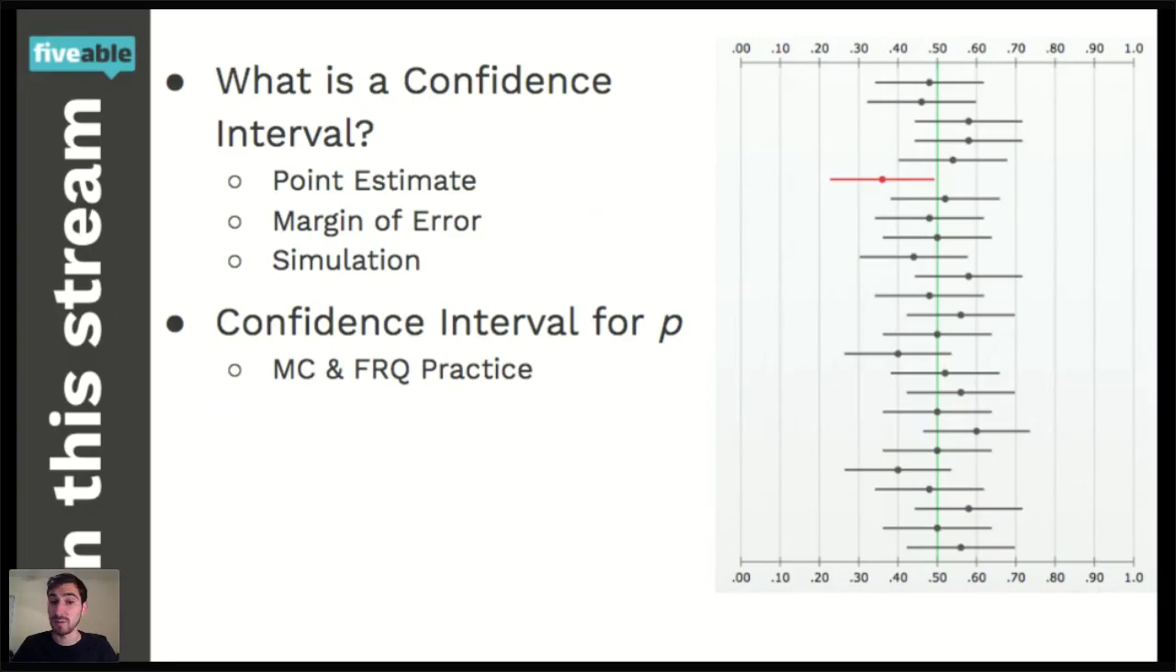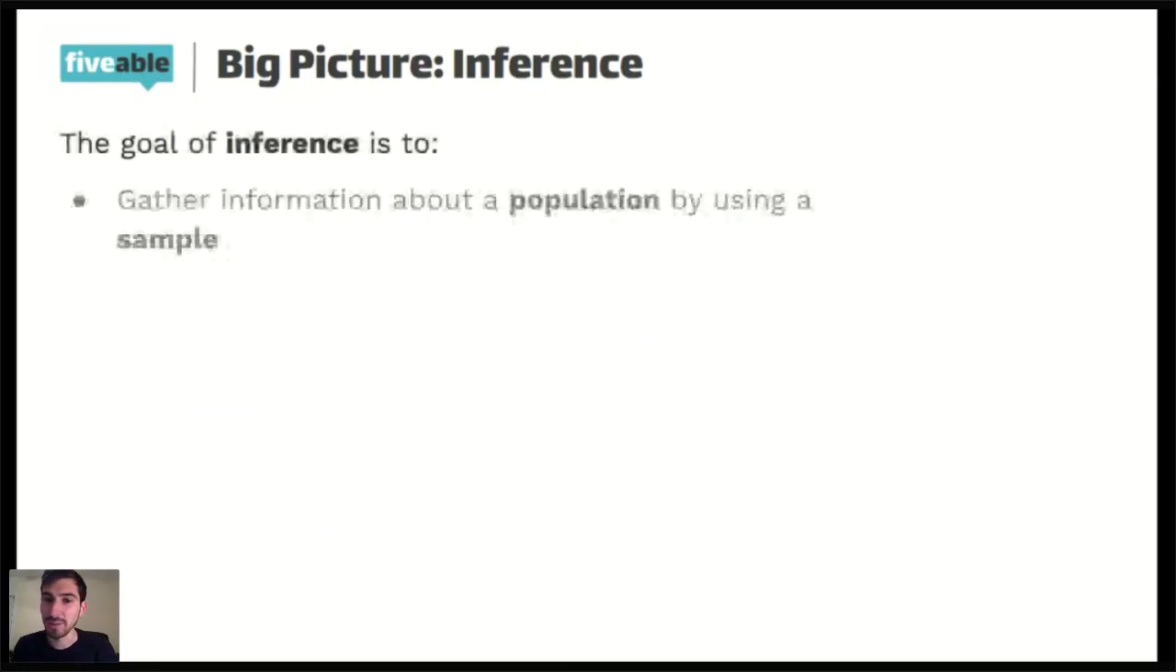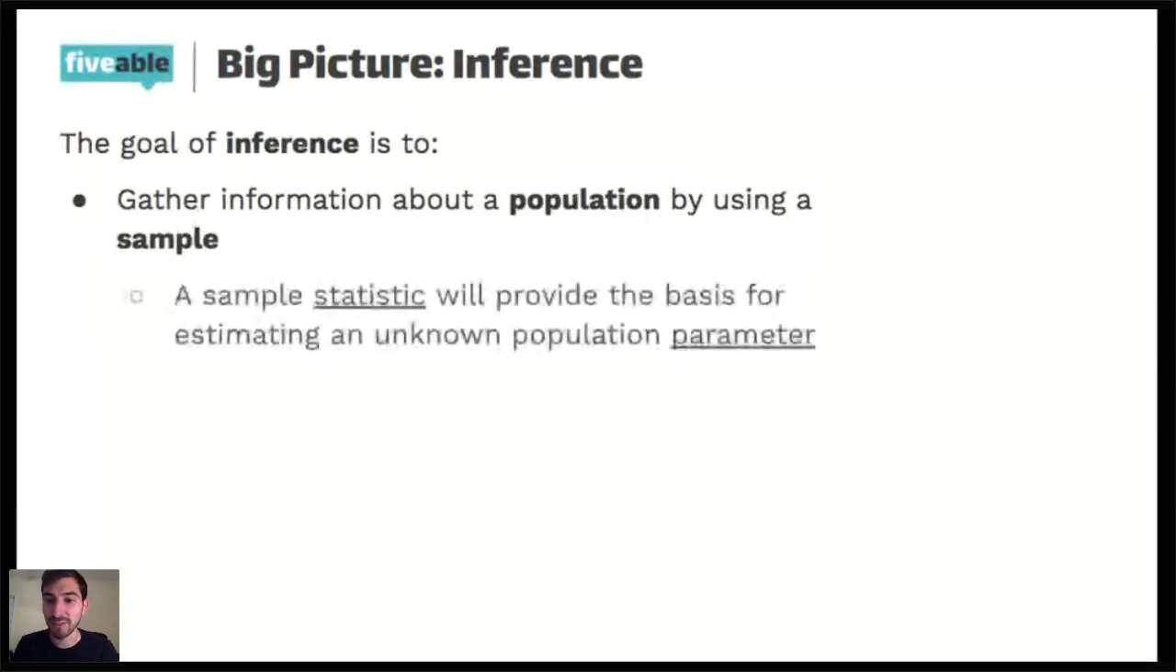Before we dive into some specifics with confidence intervals, big picture, the second half of AP Statistics is all about what's called inference, or inferential statistics. And really at its core, the big goal of inference is to gather information about a population by using a sample. And that statistic we get from our sample will provide the basis for estimating an unknown population parameter.